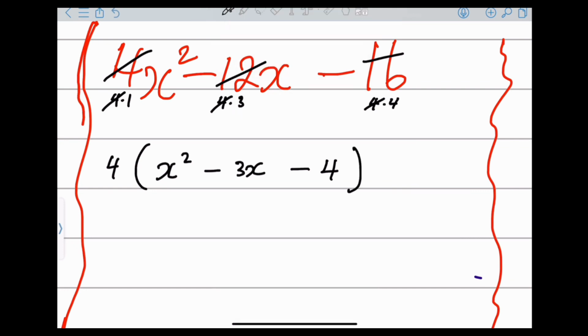Now, what do we do with the 4 outside? Can someone remind me, what do we do with the 4 outside? Bring it down. Thank you. What do we do with the 4 outside? Drop it like it's hot.